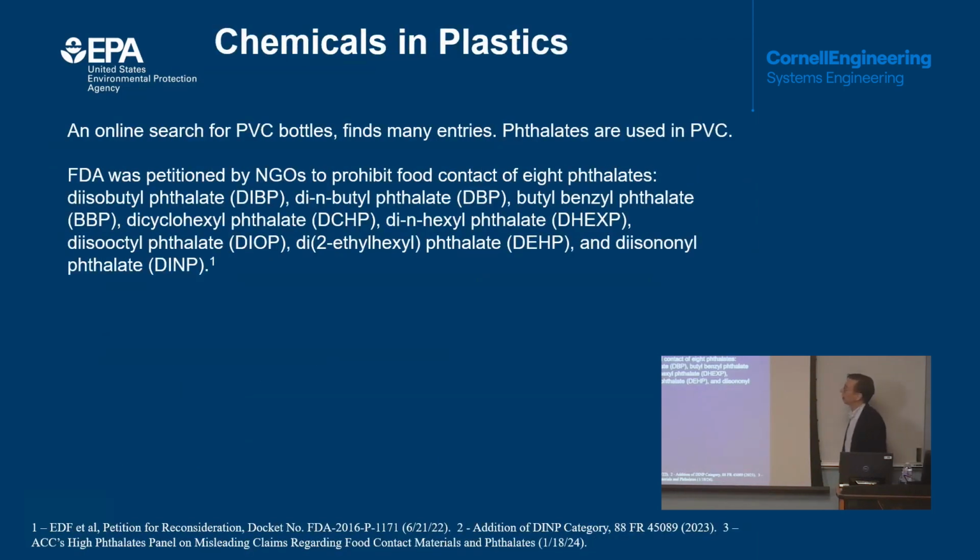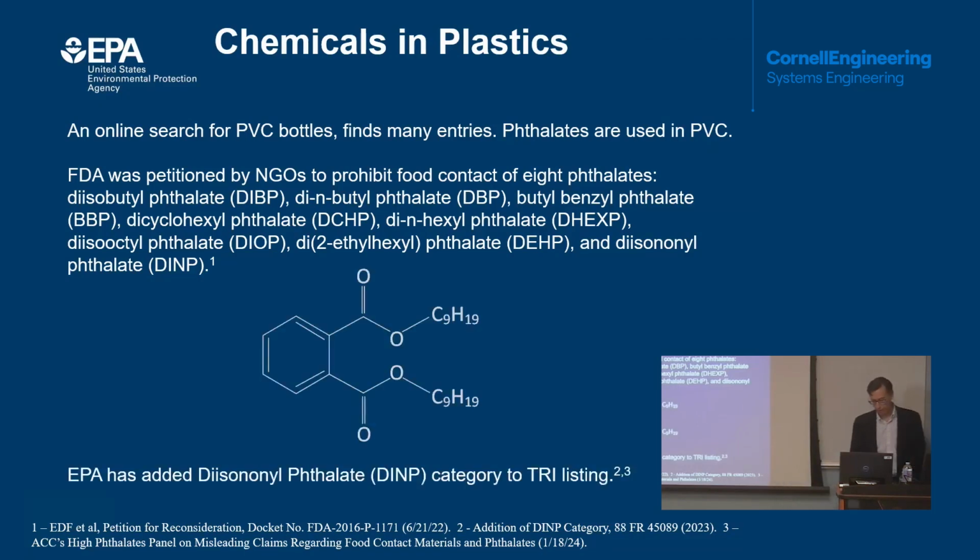How about PVC bottles or plastic? Well, there are phthalates that are used. So how about the chemicals that are in the plastics? The FDA was petitioned by the NGOs, non-government organizations. The NGOs wanted to prohibit the food contact with these eight phthalates, right? So here's the group of phthalates called the diisononyl phthalate category.